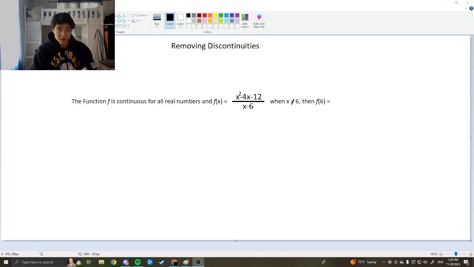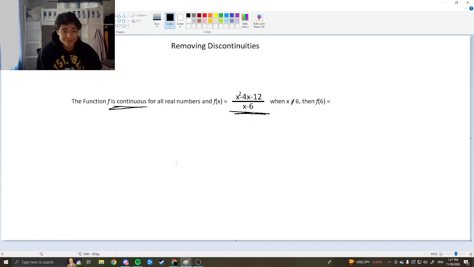Okay, so we have another example up right now, and it says the function f is continuous for all real numbers, and f of x equals x squared minus 4x minus 12 over x minus 6 when x does not equal 6, then f of x equals what? So what is this question asking you? Well, it's giving you that it's continuous, so there are no holes in it. This function is true for every x value except for 6, because at 6 there would be a hole, so this function can't be true at 6. It's asking what point you could put at 6 to fill in the hole that would be made by this. So it's pretty much the same thing we just did.